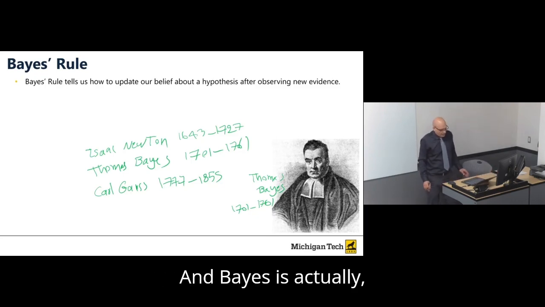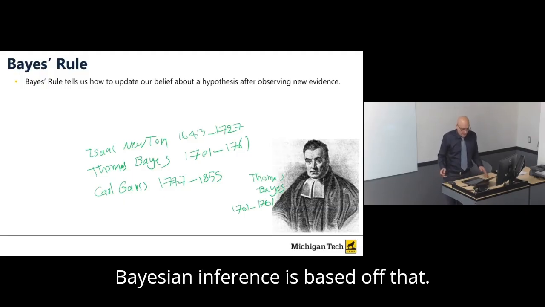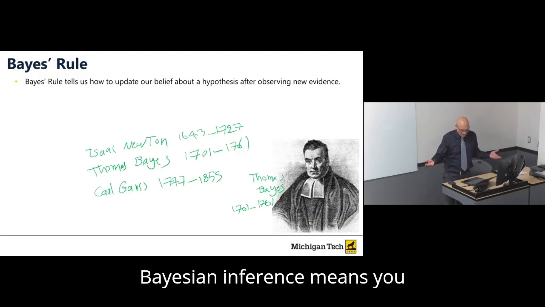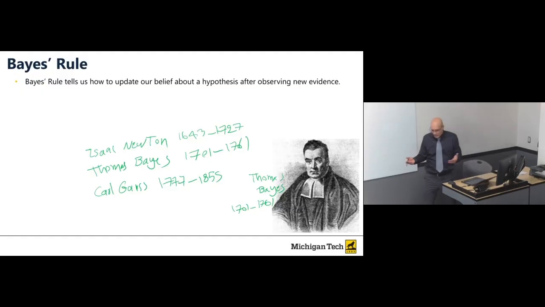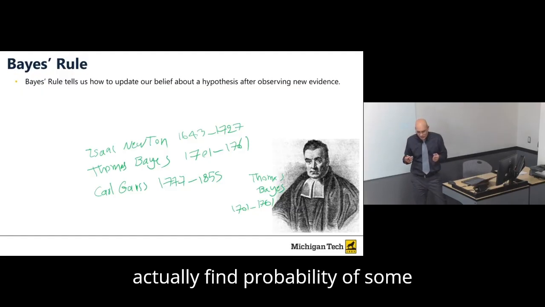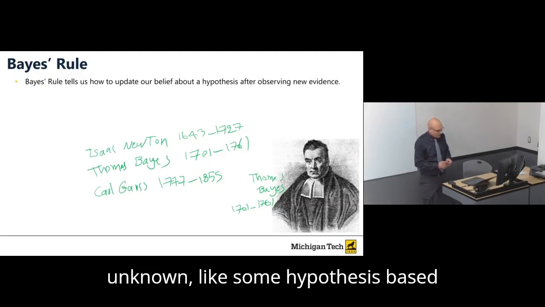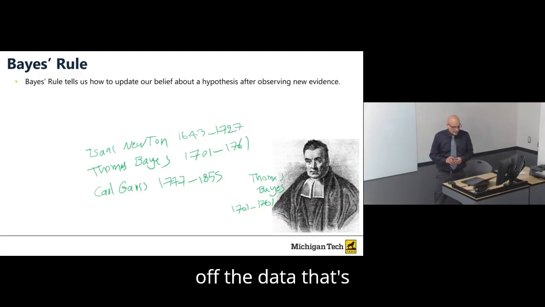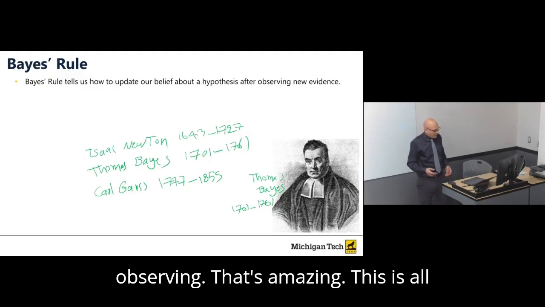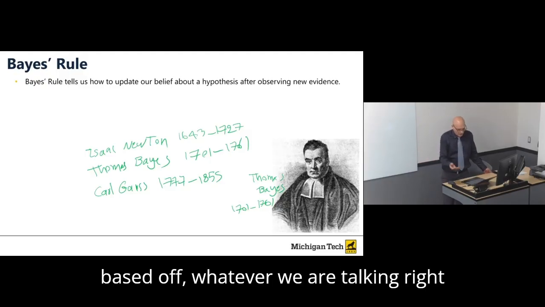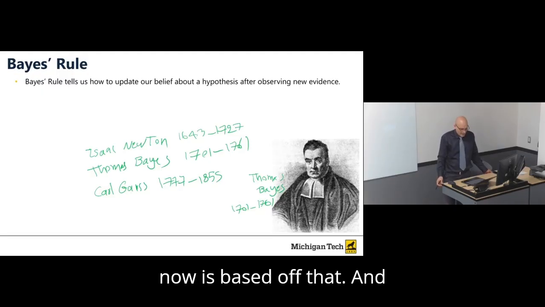And Bayes is actually, Bayesian inference is based off that. Bayesian inference means you actually find the probability of some unknown, like some hypothesis, based off the data that you're observing. That's an amazing thing. Whatever we are talking about right now is based off that.